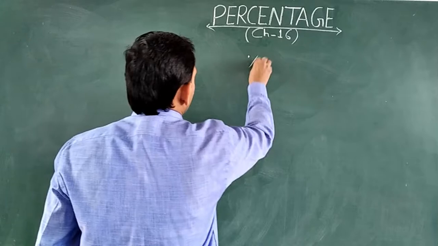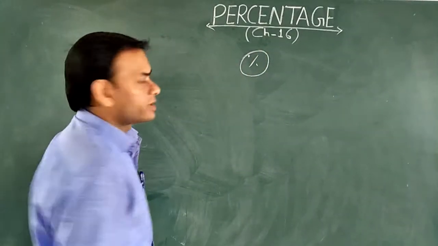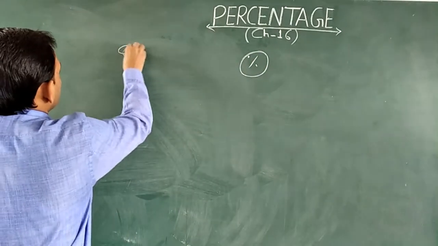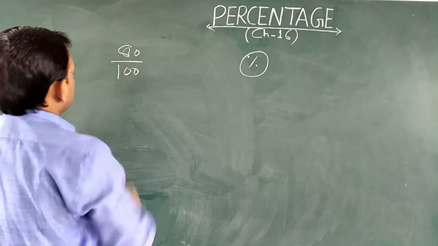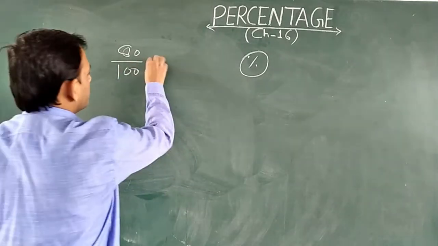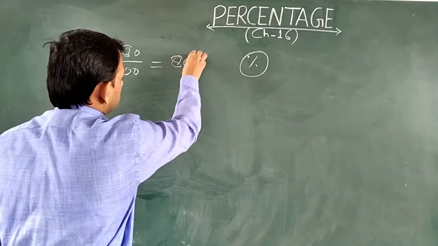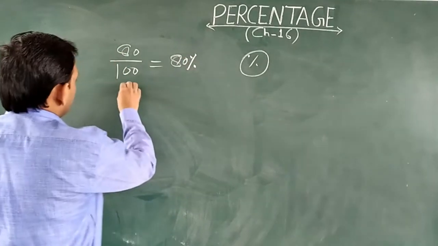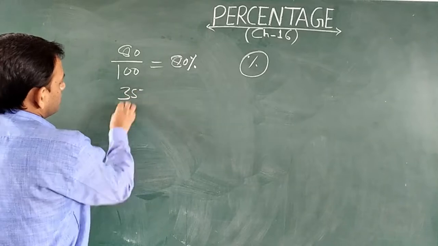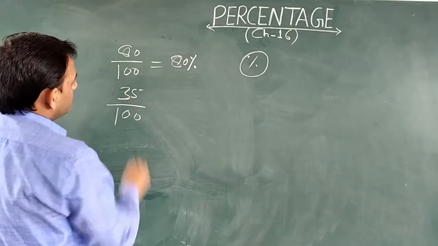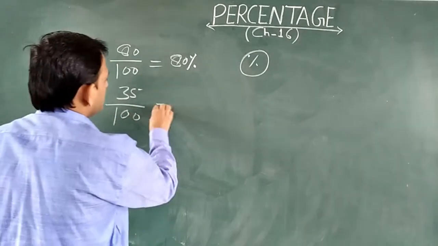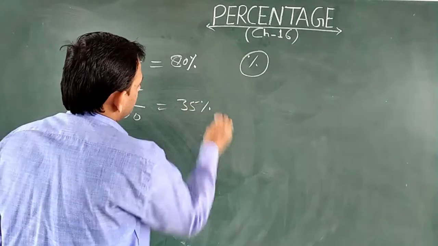As I told you, this is the sign of the percentage. And if anyone is getting 80 marks out of 100, it can be written as 80%. And if anyone is getting 35 out of 100, it can be written as 35%.